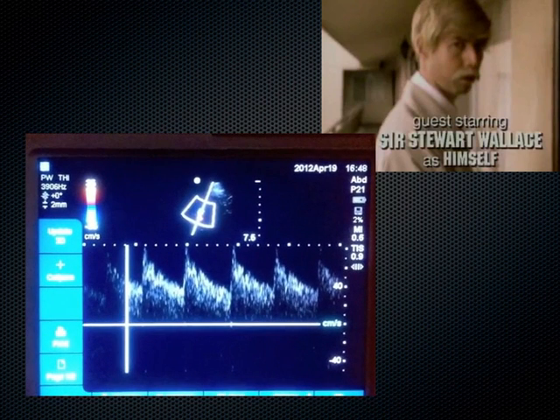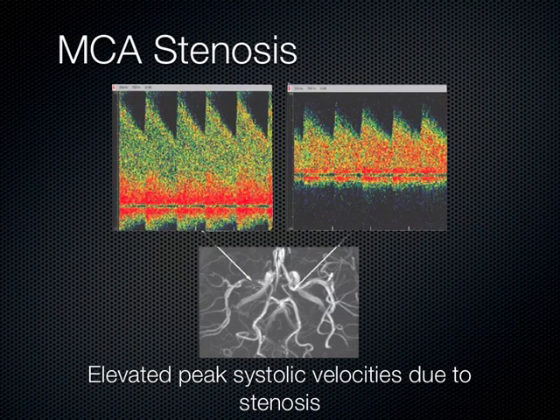Yeah, so this is just using one of our machines that we have available to us, sort of off-the-shelf technology, to pretty easily insonate the cerebral vasculature. And when you have an MCA stenosis, it's basically elevated peak systolic velocities.